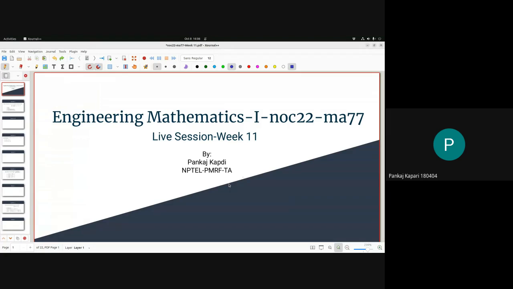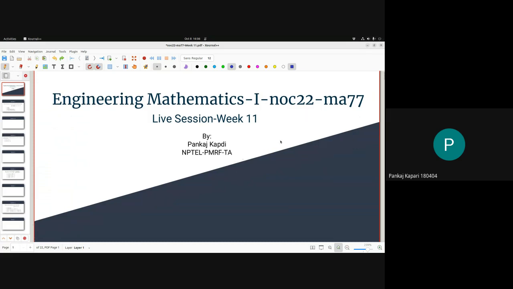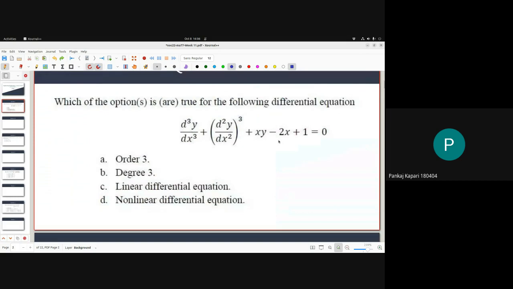So, for this week, we start with the problems related to solving differential equations, and let's move to our first problem. Okay, so here we have a differential equation, and we have to tell what its degree or order is, or if it is linear or non-linear.